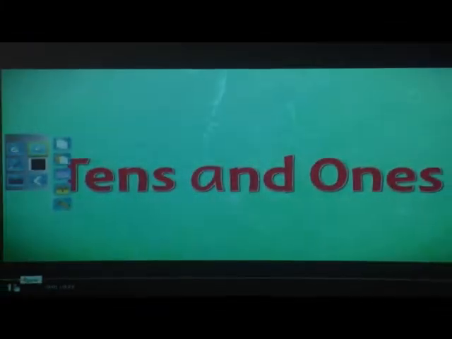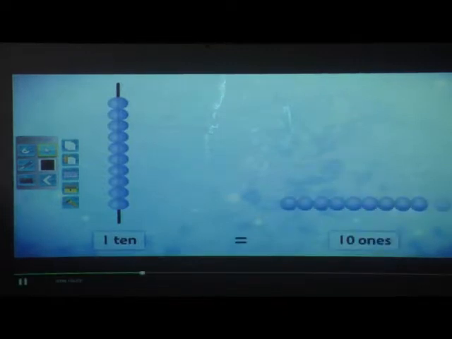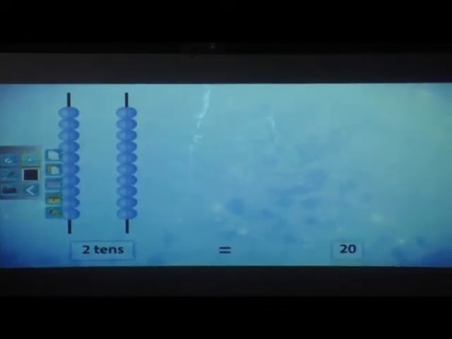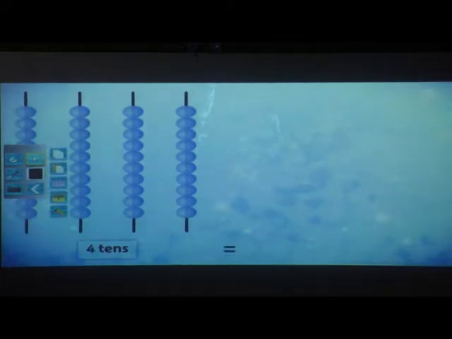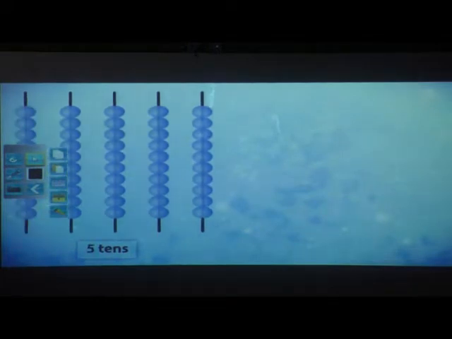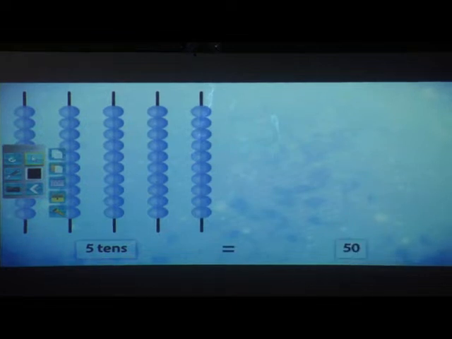It comes in tens. Okay, so first we will see a short video of tens and ones, and later on we will see the practical. Tens and ones. One ten is equal to a group of 10 ones. Two tens are equal to 20. Three tens are equal to 30. Four tens are equal to 40. Five tens are equal to 50.